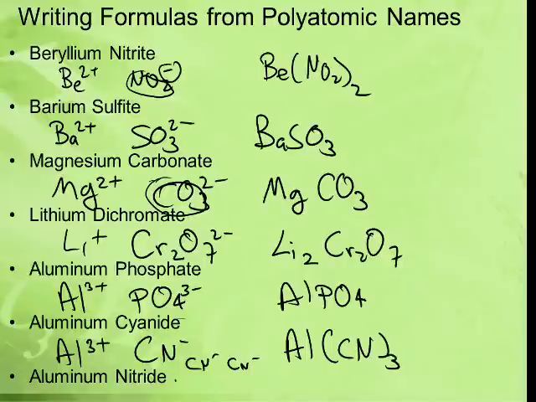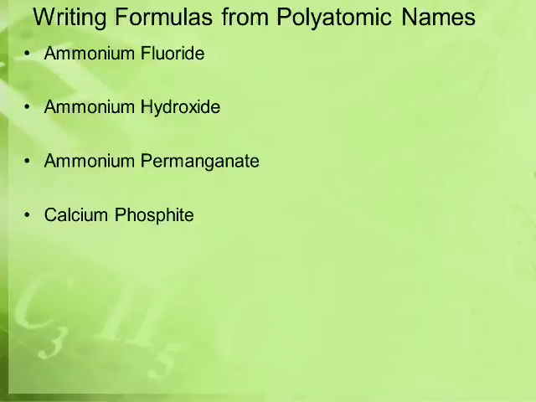Okay, what about aluminum nitride? Now I put this in as a little trick. Aluminum is 3 plus. Nitride, that's not polyatomic. That's just the nitrogen because it's IDE. So be wary of that. IDE as opposed to ITE or ATE. IDE is just N 3 minus, so that's AlN. Little trick there.